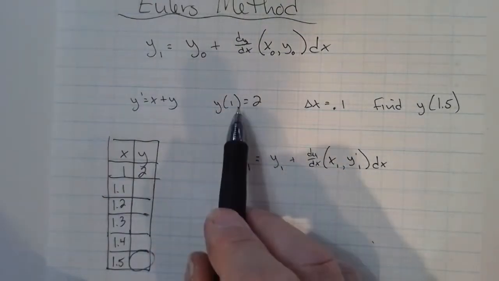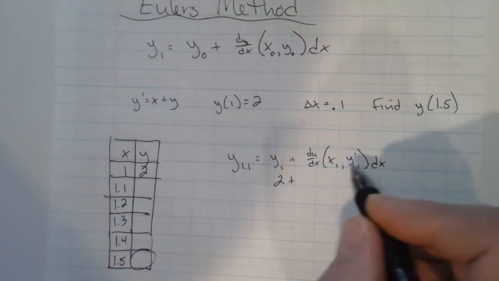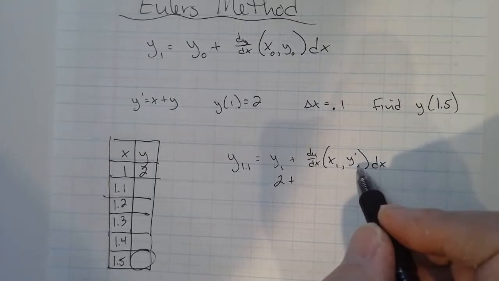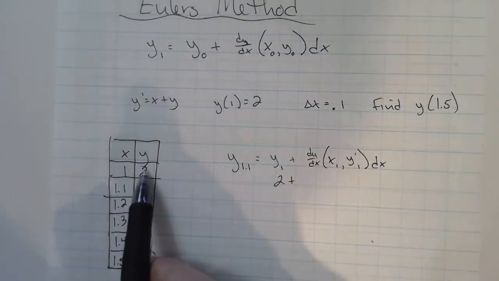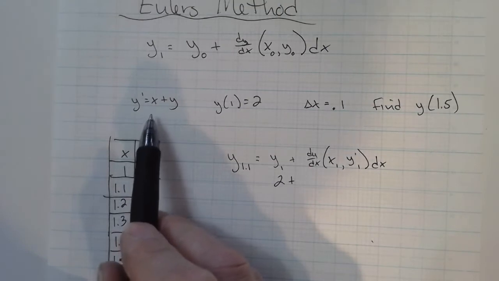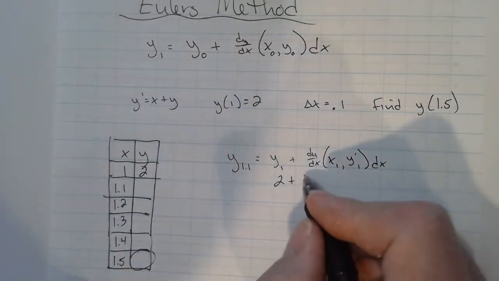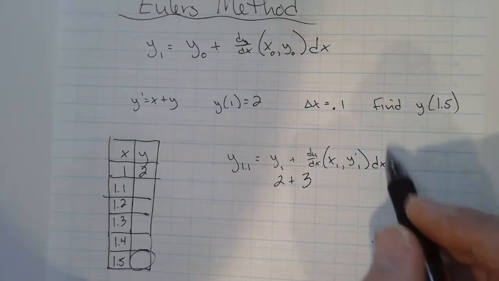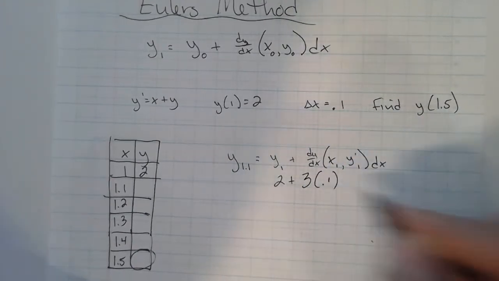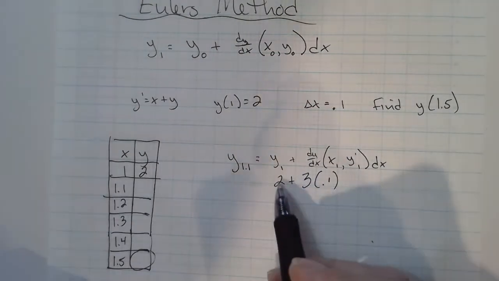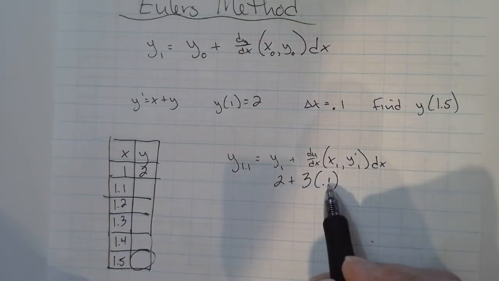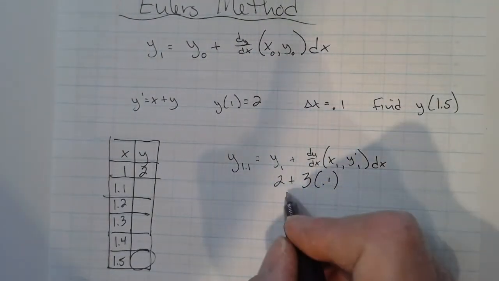All right, our y sub 1 is 2. If I plug our x and y into our differential equation, all you're doing is adding your x and y. So 1 plus 2 is 3. And times dx, it's always going to be 0.1 in this problem. So 2 plus 3 times 0.1, so 2 plus 0.3 would be 2.3.